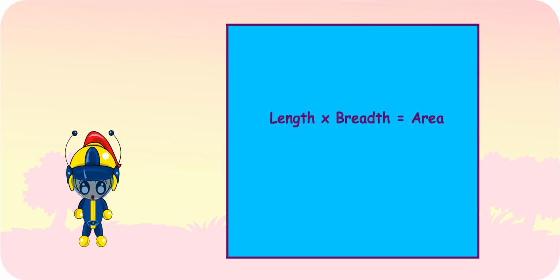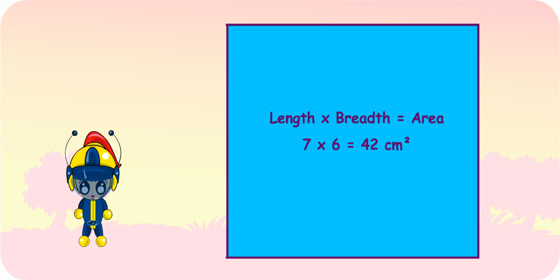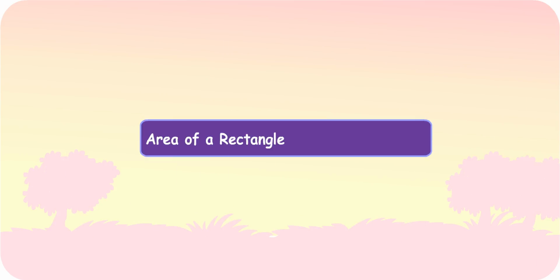Oh, I see. So the area of the classroom floor is 7 meters times 6 meters, which equals 42 square meters. Since the classroom is rectangular, we know that the area of a rectangle is equal to its length times its breadth. It is written as the following. Area of a rectangle equals length times breadth.